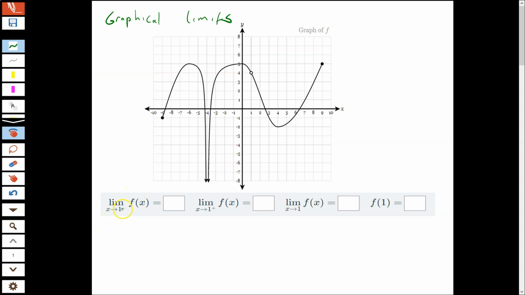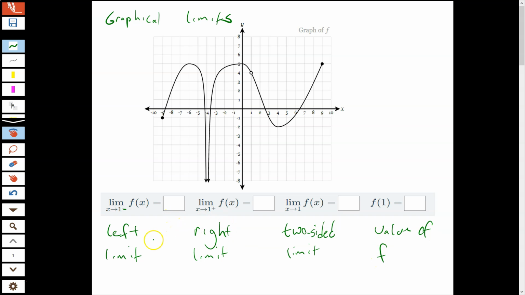So the little minus here, it's a little hard to see in the video, I bet, but there's a little minus here. This means the left limit, so the limit as we approach from the left. The plus means the right limit, so the limit we approach from the right. The plain old one means the two-sided limit. So we'll see what that looks like here in a second. And then f of 1, you already know what that means. That just means the value of the function.